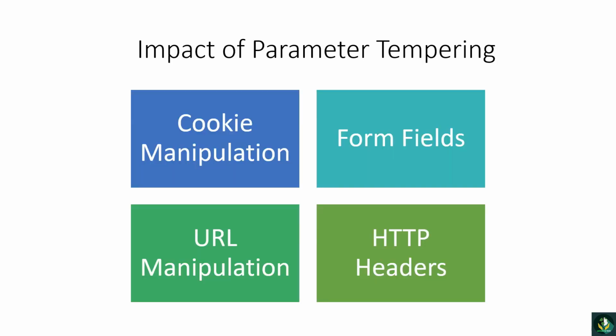So now let's talk about the impact of parameter tampering. Parameter tampering can be performed in several ways, resulting in data disclosure to server-side attacks. A cookie is a small piece of information usually created by the web server and stored on the client. They are used as a convenient mechanism to store user preferences and other data, including session tokens.